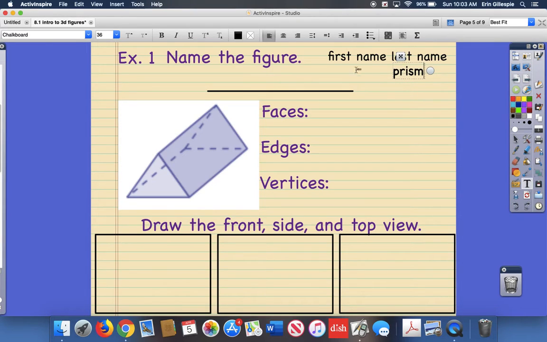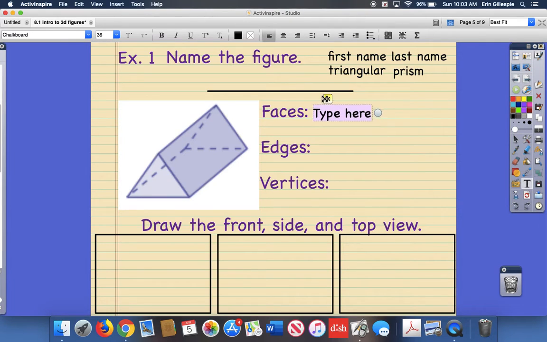I name that prism by its type of base. So remember, prisms have two bases that are parallel and identical to each other. So where are those two parallel identical shapes? Well, they are these triangles here. So this is a triangular prism. Okay, that would be its name. First name, last name. Triangular prism. Okay. How many faces, edges, and vertices does it have? You guys can pause, take a second and figure that out.